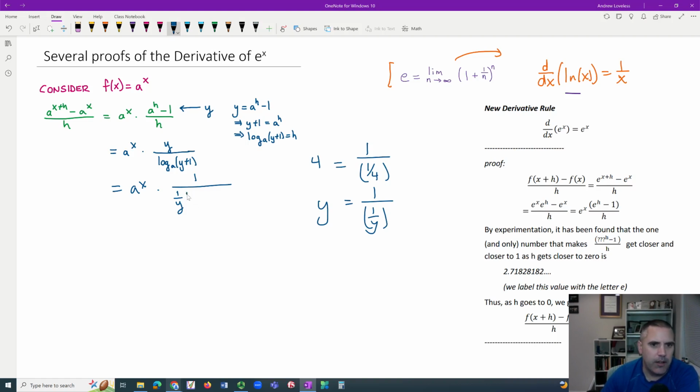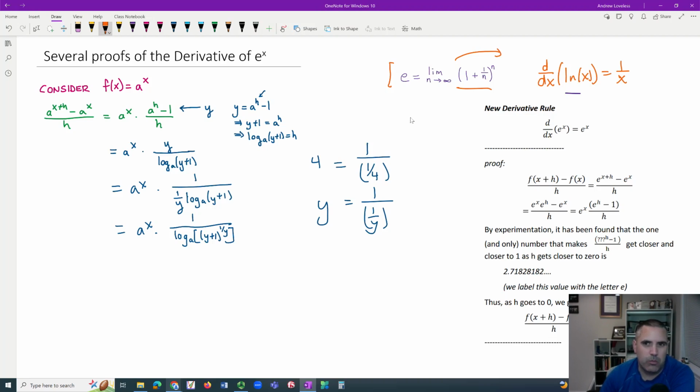Okay, so we have the log base a, and then you can write this. And ultimately, I'd like to take the limit as h goes to 0 here. Now, as h goes to 0, y is also going to go to 0. Okay, so here's the key step: we can write log base a, and then in here we can write (y plus 1) to the 1 over y. Now that doesn't look exactly like this, but very similar.